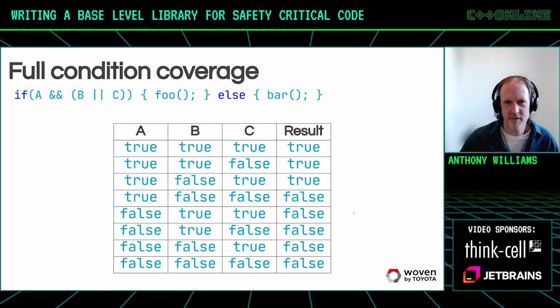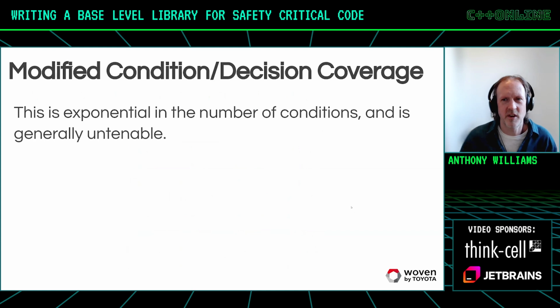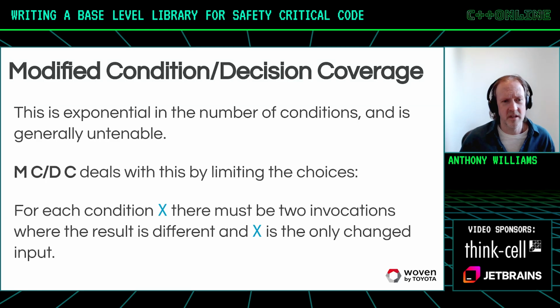Okay, so we have our full condition coverage tables, which are big, and then we go for modified coverage because we want them to be smaller. So we limit the choices, and we say, well, if we've got a condition X, so in this case A or B or C are 3 conditions, then there must be 2 invocations where the result is different for that one condition, and the result of the overall if statement is different.